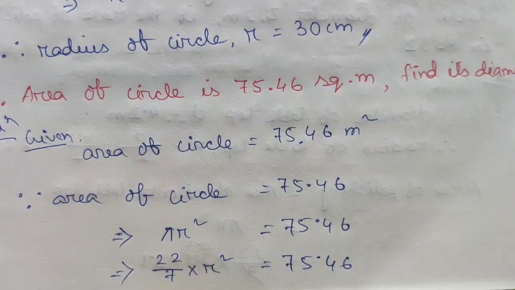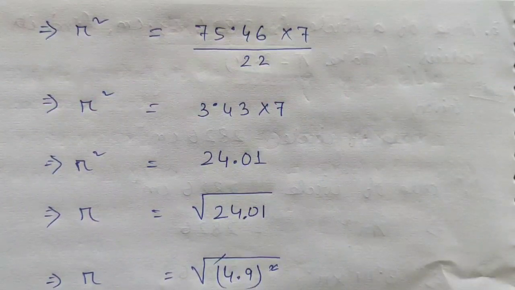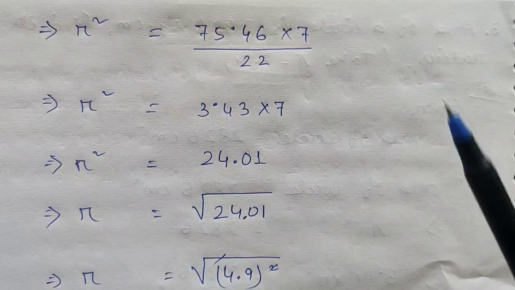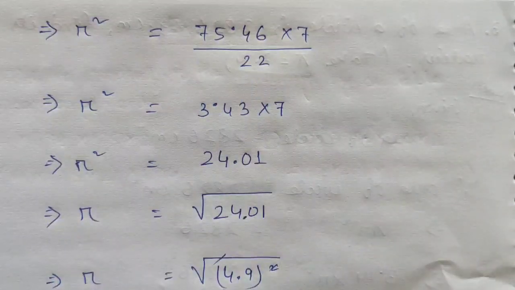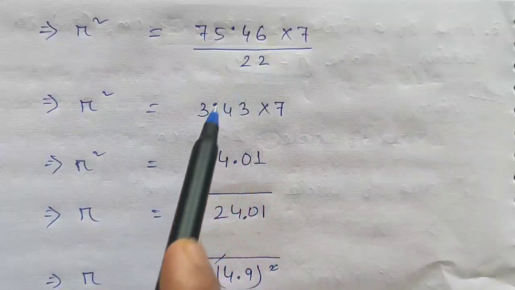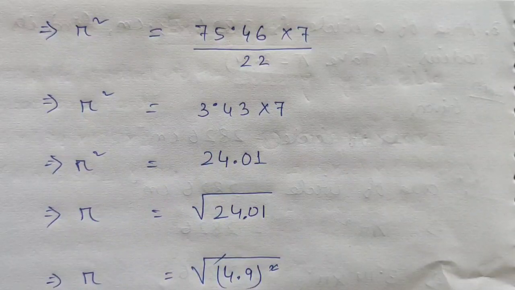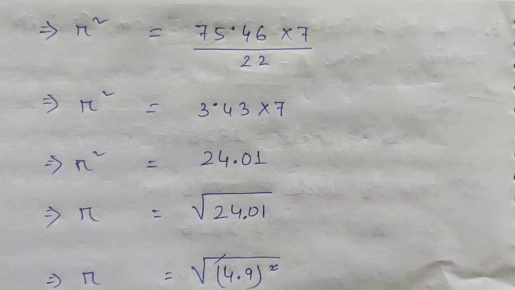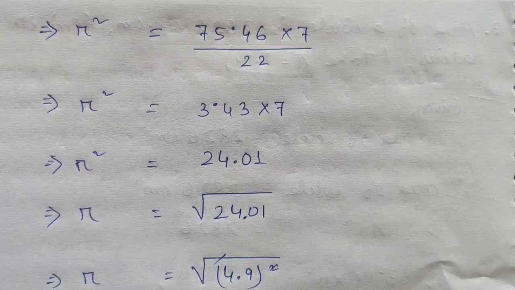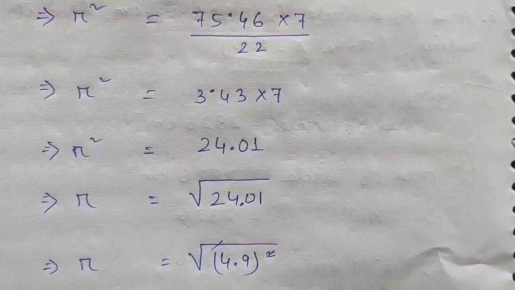r square equals 75.46. As 22 by 7 is multiplied with r square, when we change the side, 22 will get divided, and 7 which is divided will get multiplied. So if we cancel 75.46 with 22, we will get 3.43. That is 3.43 into 7. Now if we multiply both these numbers, we get 24.01. Clear?